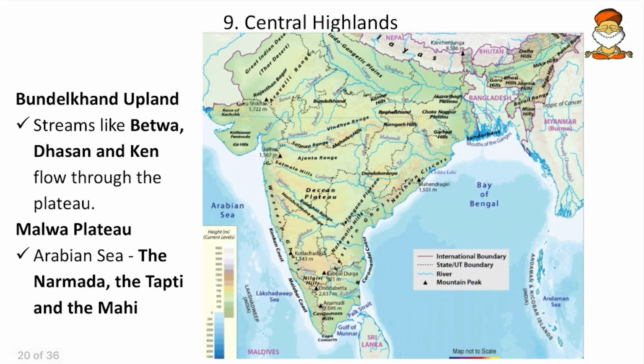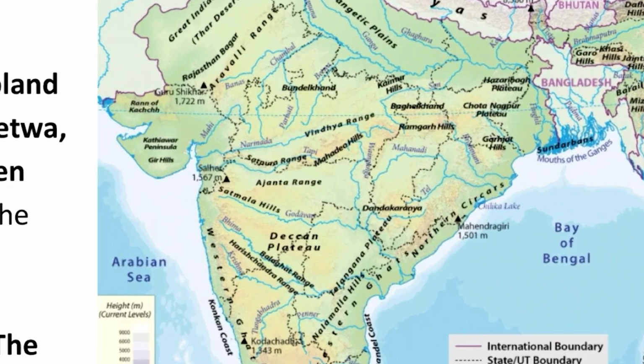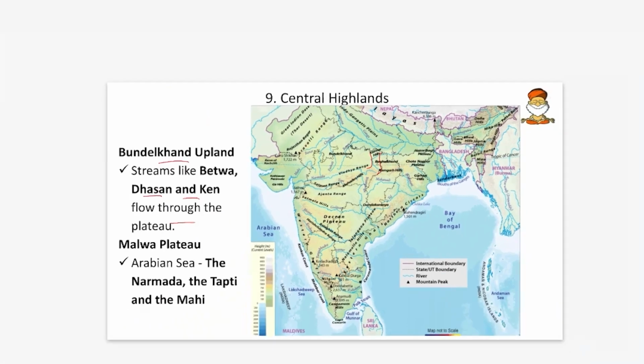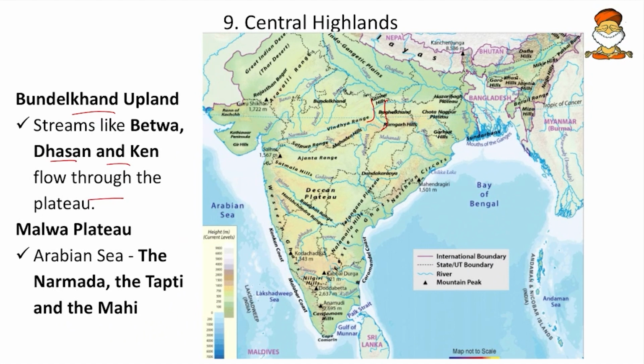And then the Bundelkhand upland. Here streams like the Betwa, Dasan and Ken flow. The Ken-Betwa link comes somewhere around this region. Okay, the Ken-Betwa, the first inter-river linking project, that we also remember. And then the Malwa Plateau. Here the Narmada, Tapi and Mahi, somewhere in this region, the Malwa Plateau. So Malwa, Mewar, Marwar, all those we remember in this slide.